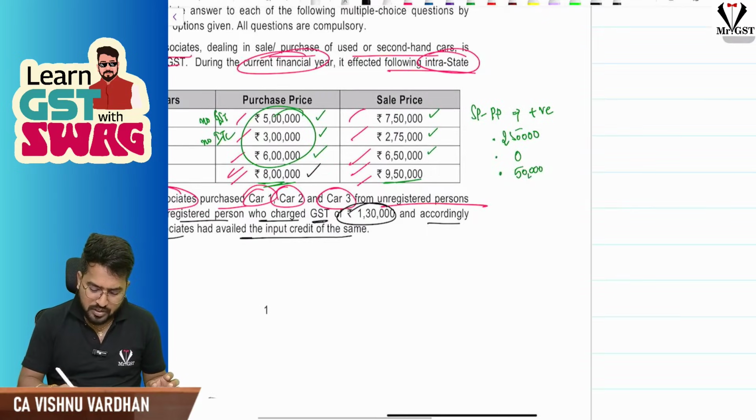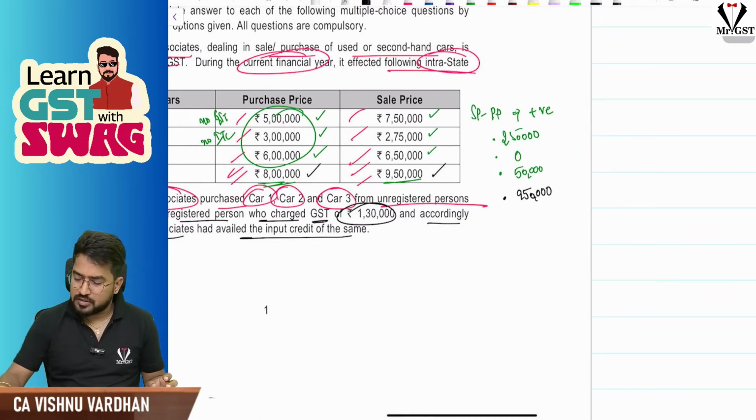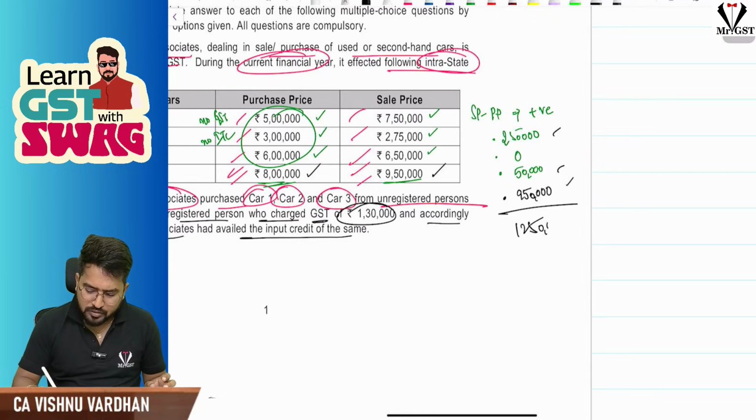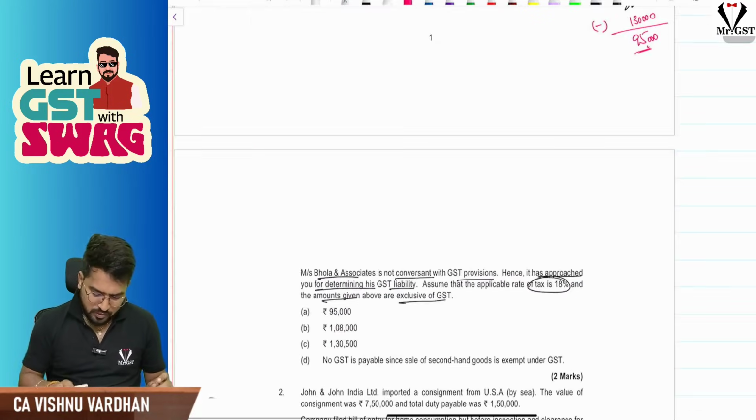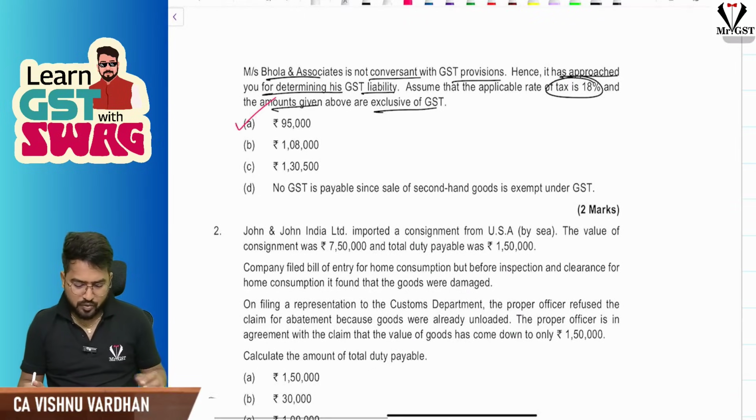Simple MCQ. On 9,50,000 you have to pay GST. That means in total 9 lakh 50 plus 50, that is 10 lakh, plus 2 lakh 50, that is 12 lakh 50,000, on which you should pay GST at 18%. 12.5 lakh into 18% is 2 lakh 25,000. You have to pay this GST, and he already has an ITC of 1 lakh 30,000. You remember that. So the balance, minus 1.3, is 95,000 GST that he should pay. That is the answer. Hope it is clear for you.